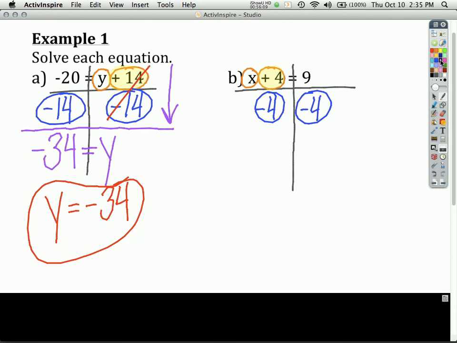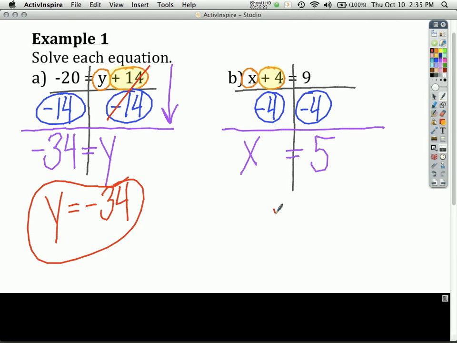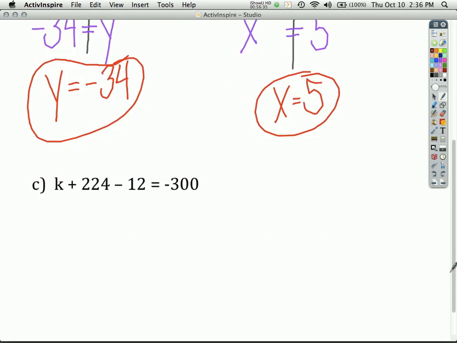Now I do my elementary school line, and I work down. X and nothing is X. These two cancel out, and then 9 minus 4 is 5. And so we already knew the answer was going to be 5, but now we see the process that led us to that. Any questions? Okay. Part C.